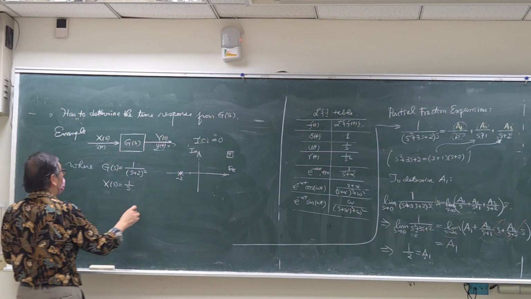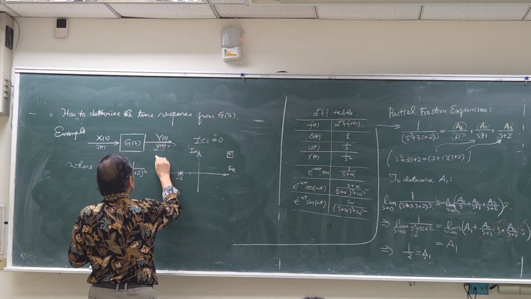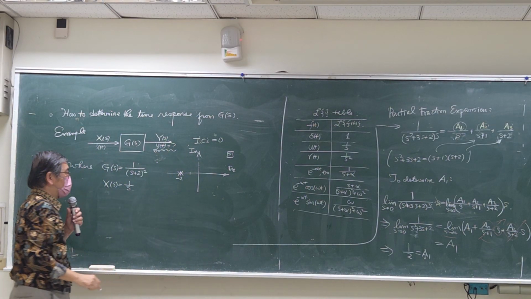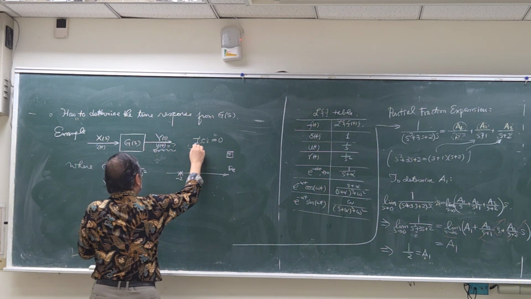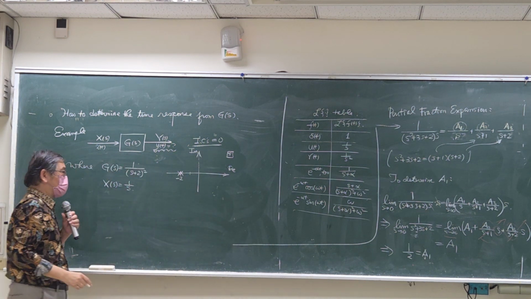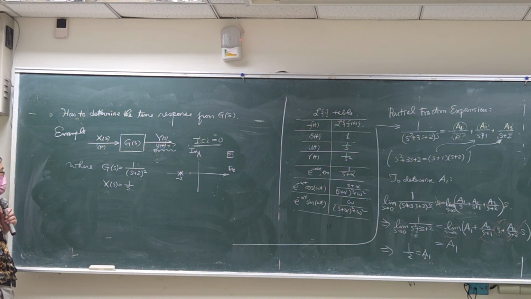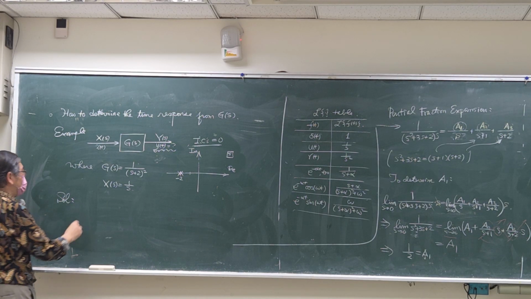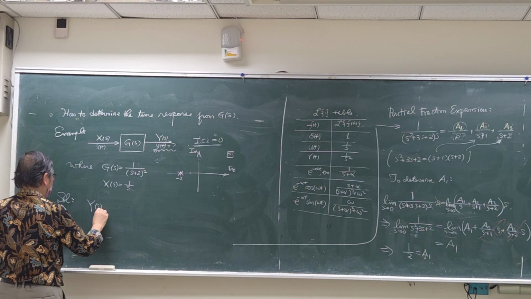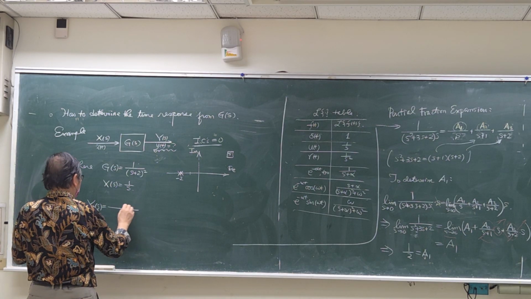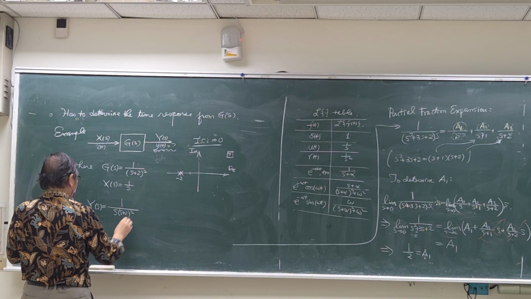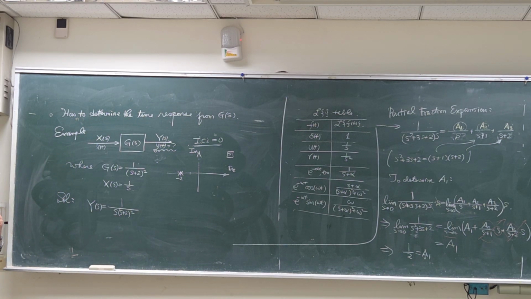Okay, so what is y(t)? For convenience, let's consider zero initial condition. So the idea is to find Y(s) first, which is 1 over s times (s+2) squared, right? Okay?